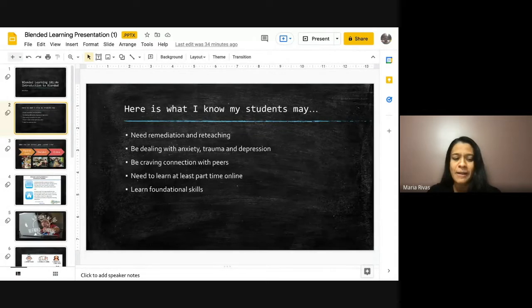And we saw that the need to learn at least part-time online is still going to have to be there, because we have our programs. We have those programs that are going to help us do that remediation, for example, iStation. We have Imagine Math.